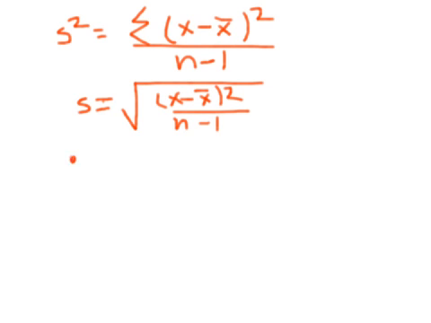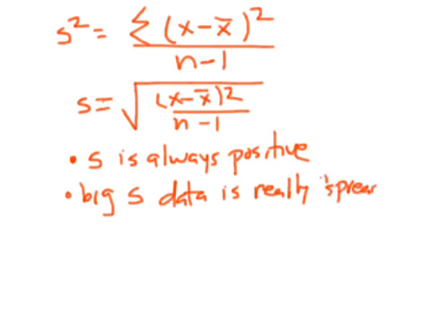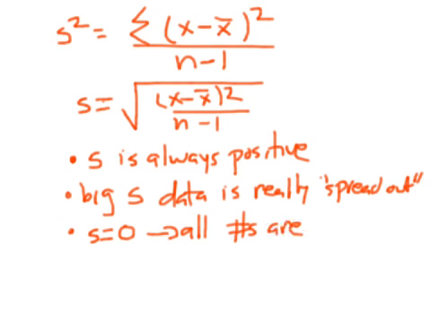And a couple notes about standard deviation. Standard deviation is always positive because it's always a distance. A big standard deviation means what? It means your data is really spread out, not the most mathematical term. And the last thing is, if s equals 0, the only way that could happen is if all the numbers are the same. It's the only way s could ever be 0.